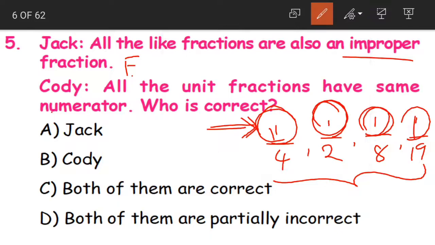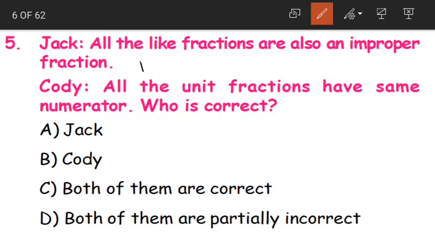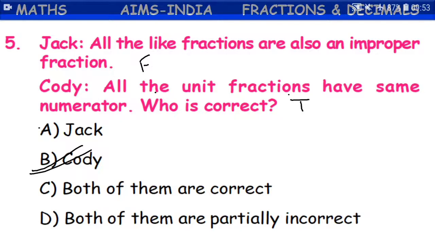So, what is Cody's statement? That all unit fractions have the same numerator is correct. It is true. So, who is correct among Jack and Cody? Cody is correct. So, option B, Cody, becomes our correct answer.